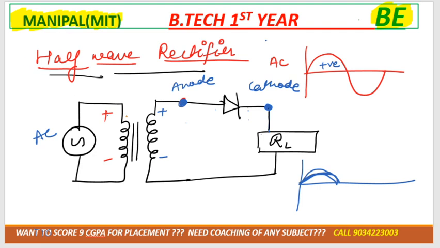Now move towards the negative cycle. Suppose we have the negative cycle, and positive. Negative cycle is this one, right? Negative, positive. That means the anode is connected with the negative terminal, and the cathode is connected with the positive terminal. Then tell me, in this particular case, will the diode work as forward bias or reverse bias? Reverse bias. And in reverse bias, current will not flow. It will be zero. Again, in the positive cycle, current will flow, and again in the negative cycle, current will not flow. So this is how it will work.